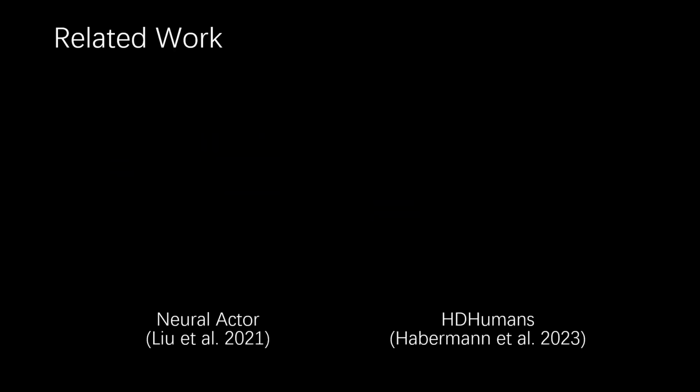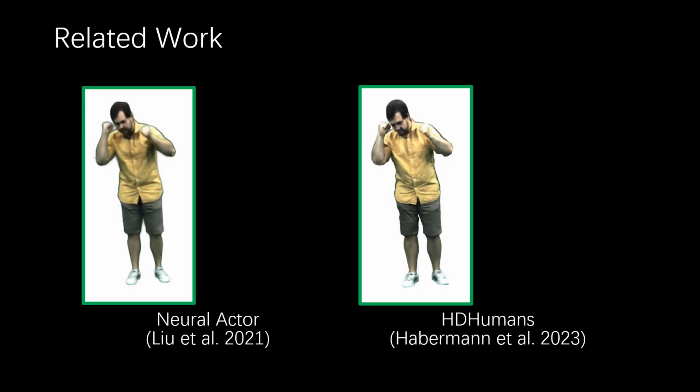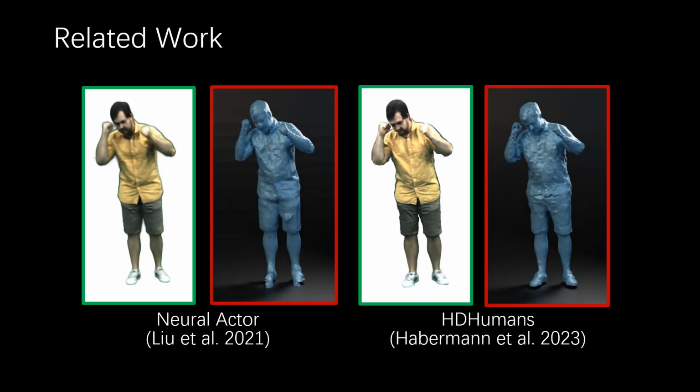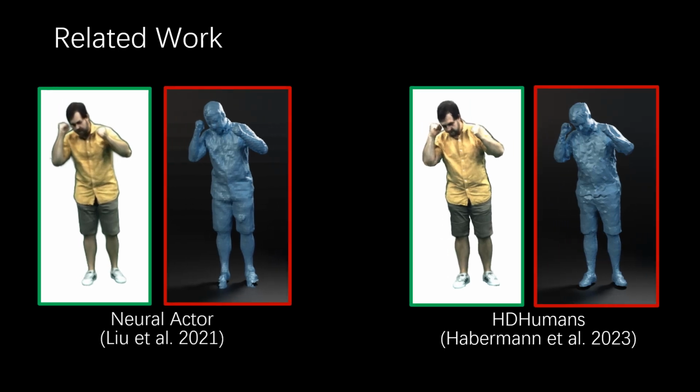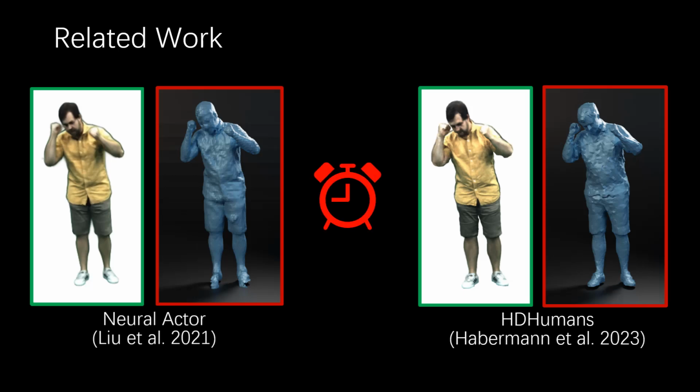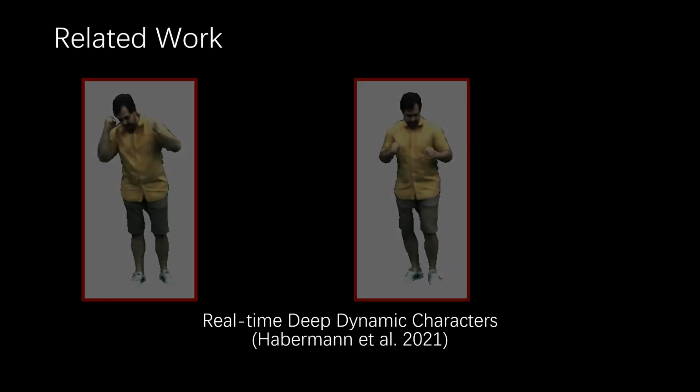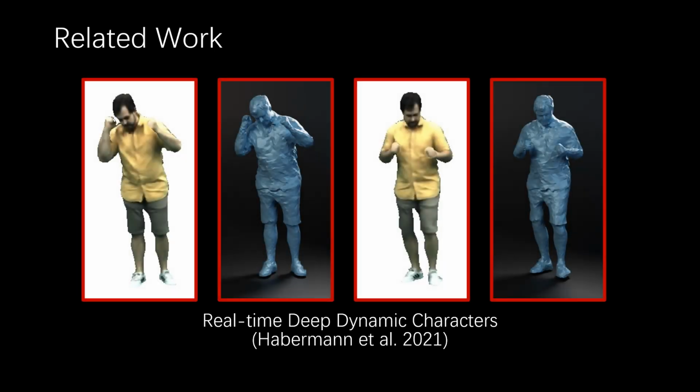Neural Actor and HD Humans both support synthesizing high-quality human rendering. However, their generated geometry is usually of lower quality and lacks high-fidelity details. More importantly, the runtime for both methods is rather slow and may take seconds to render an image or generate underlying geometry. Regarding the support for real-time inference, real-time deep dynamic characters allow synthesizing motion-dependent images and geometry in real time. However, the generated images and shapes are usually of lower quality.